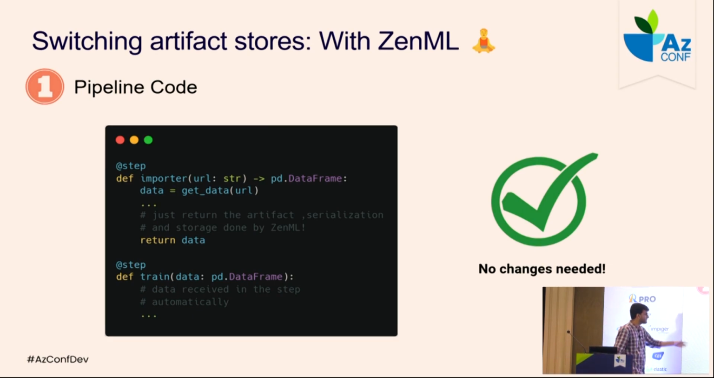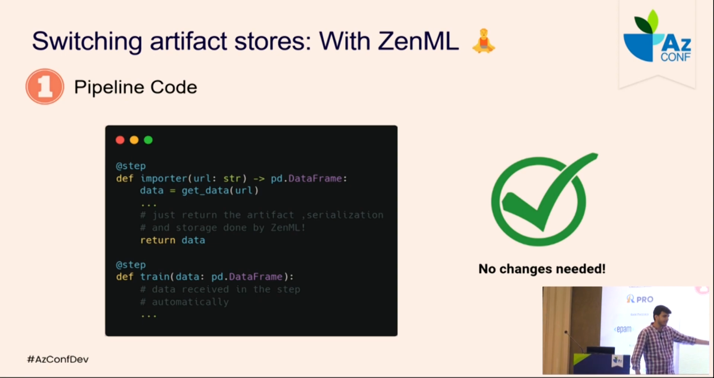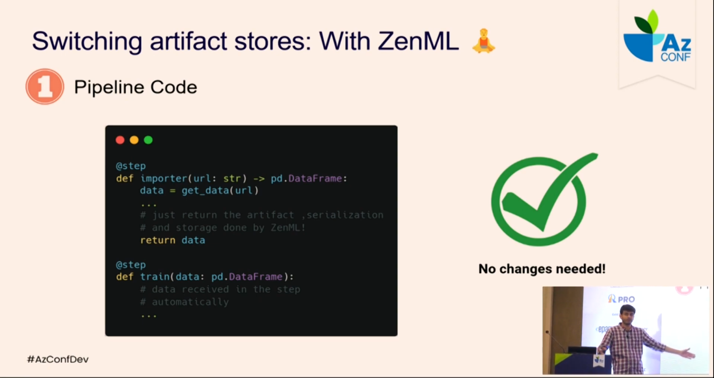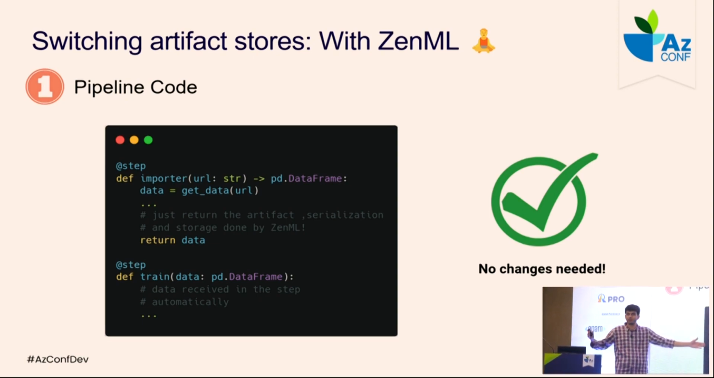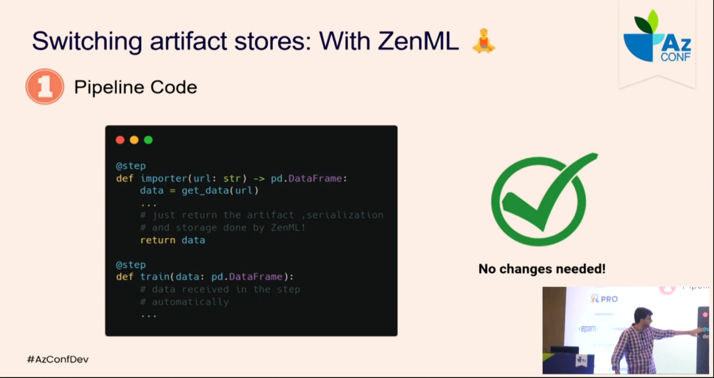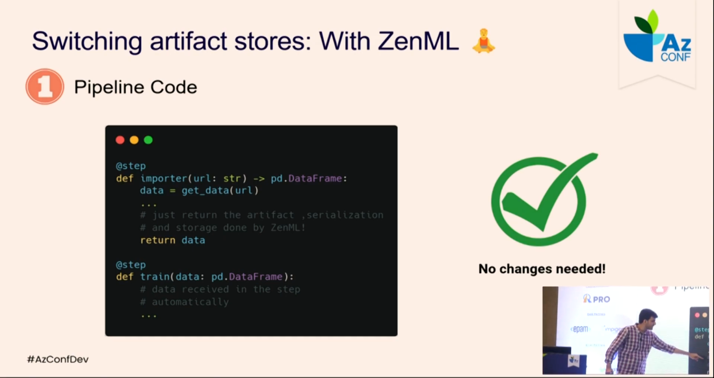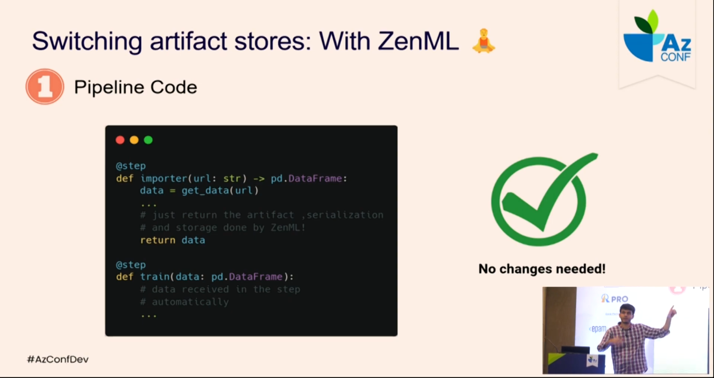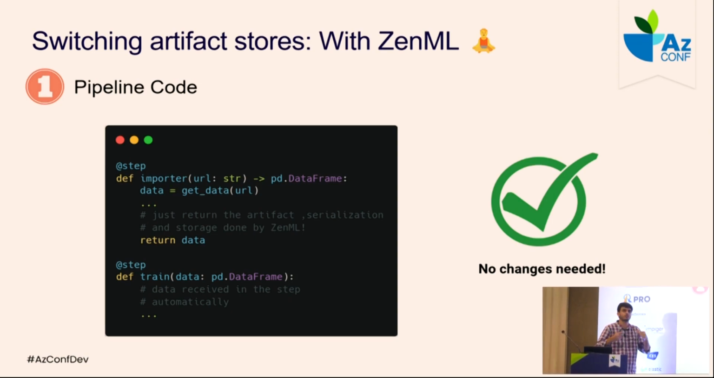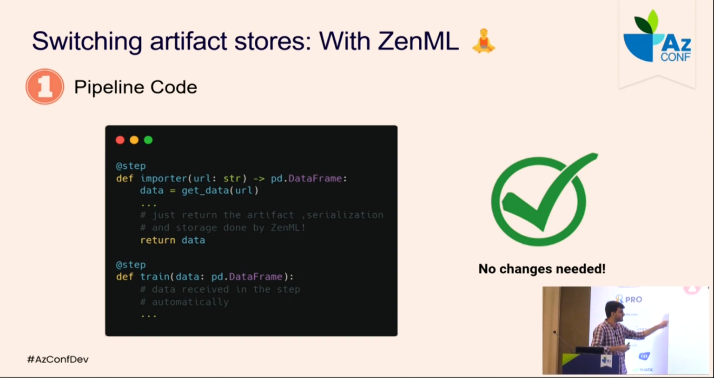So for example, I have this importer step and I have this training step. And there's no mention of any uploading anywhere. That's strange, right? Where does the data get uploaded to the remote artifact store? All of that happens inside the step decorator function. So ZenML knows that this data is returned as a data frame. Now, when it is returned, it goes into this step function, and then it automatically figures out what your current artifact store is, like what is the main artifact store, and it deals with the uploading logic itself. So that's automatically done.